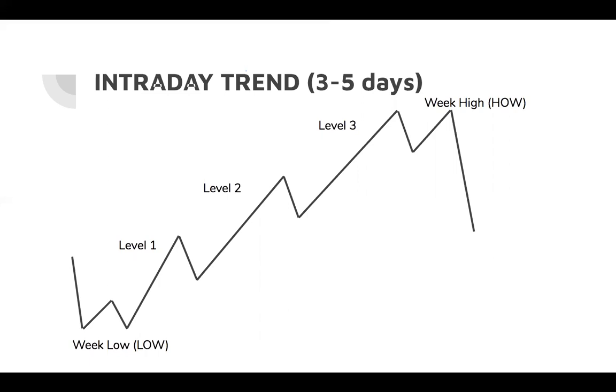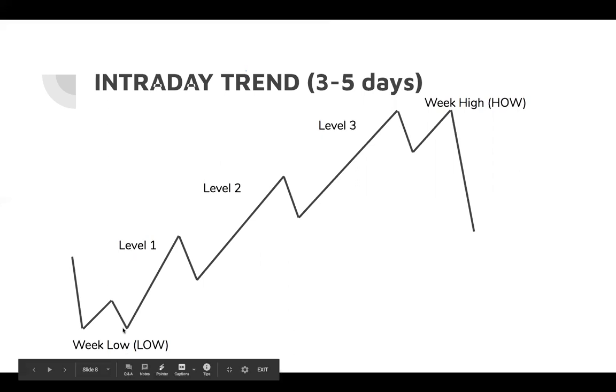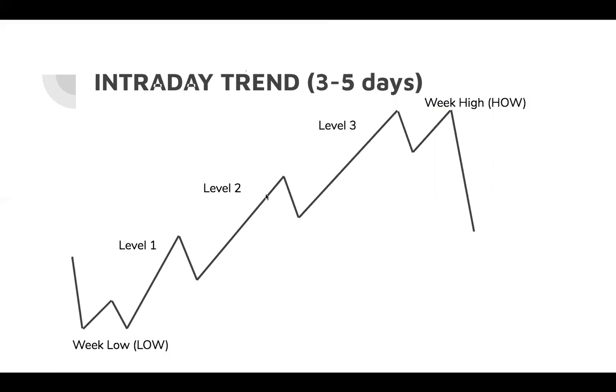Now, within an intraday trend, we have something called a LOW, the peak formation low, like I mentioned before. So this is the low of the week. And then we identify 3 levels coming off the low of the week, or sometimes 4 levels, going into the high of the week, or HOW, and then ending the week, of course, in a correction, or it could be a reset or whatever. But you need to understand the core part of an intraday trend is the levels.